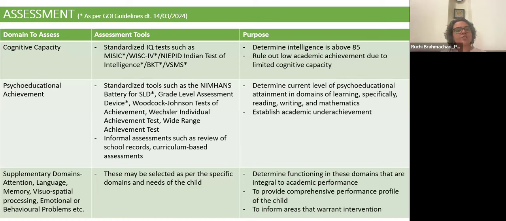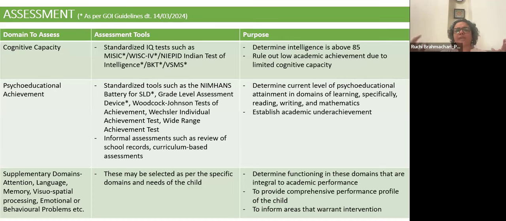If possible, psychologists do get involved in psychoeducational assessments and supplementary domains. The NIMHANS battery for specific learning disability assesses some of the processes that would help identify underachievement that contributes to learning disabilities. The grade level assessment device is another such. These are Indian normed and developed evaluations. Some other very popular psychoeducational tests still used in India, even though the norms are not necessarily Indian based, are the Woodcock-Johnson, which looks at reading, writing, and arithmetic areas, so your primary academic skills, the Wechsler Individual Achievement Test, and the Wide Range Achievement Test.